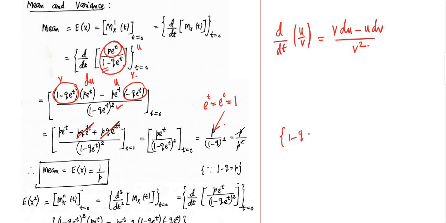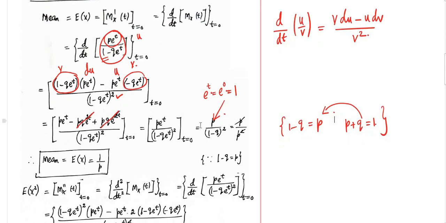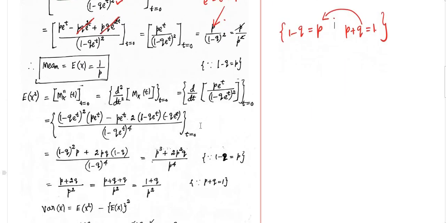What is 1 minus q? 1 minus q is equal to p. How will it be? Because we know that p plus q is equal to 1. From p plus q is equal to 1, I derived 1 minus q is equal to p. Hence the mean value is 1 divided by p.